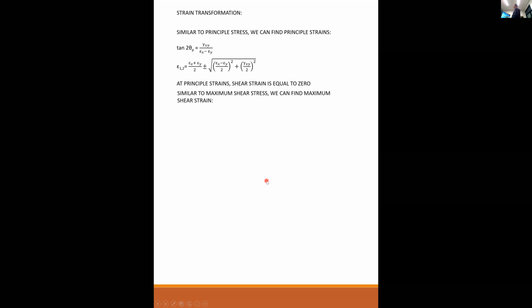Similar to the maximum shear stress, we can find maximum shear strain. Tangent of 2 theta s is equal to minus epsilon x minus epsilon y over gamma xy. So gamma max over 2 is equal to the square root of the sum of the squares again of epsilon x minus epsilon y over 2 squared and gamma xy over 2 squared. Epsilon average is epsilon x plus epsilon y over 2.